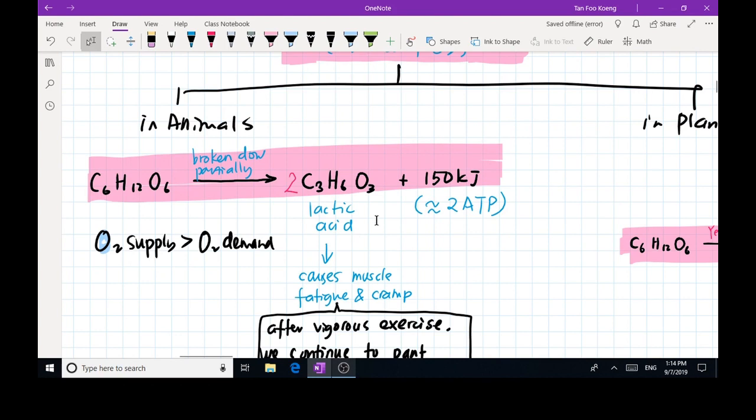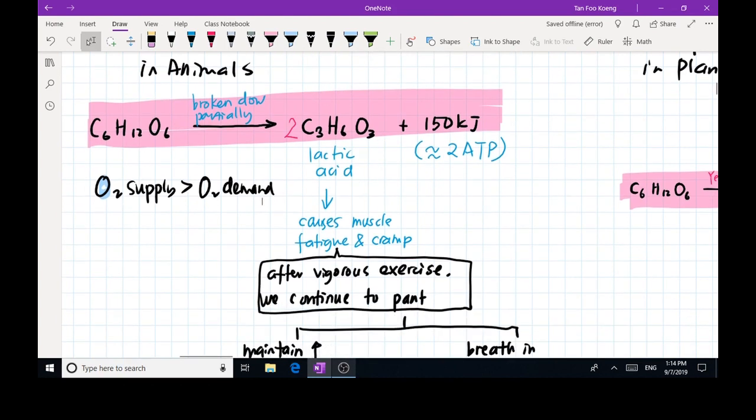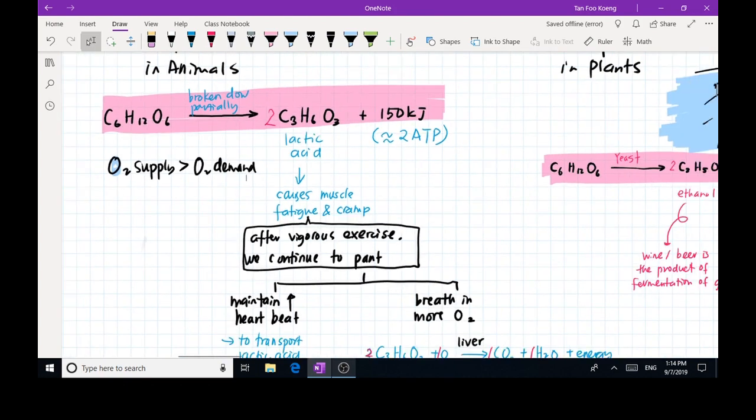Of course, it comes with a price, the lactic acid. The accumulation of lactic acid in the skeletal muscle will cause muscle fatigue as well as muscle cramp. This is especially true after vigorous exercise. You feel the pain and the ache in the muscles simply because of the accumulation of lactic acid there. So how do we solve this problem? We are going to review in a while.